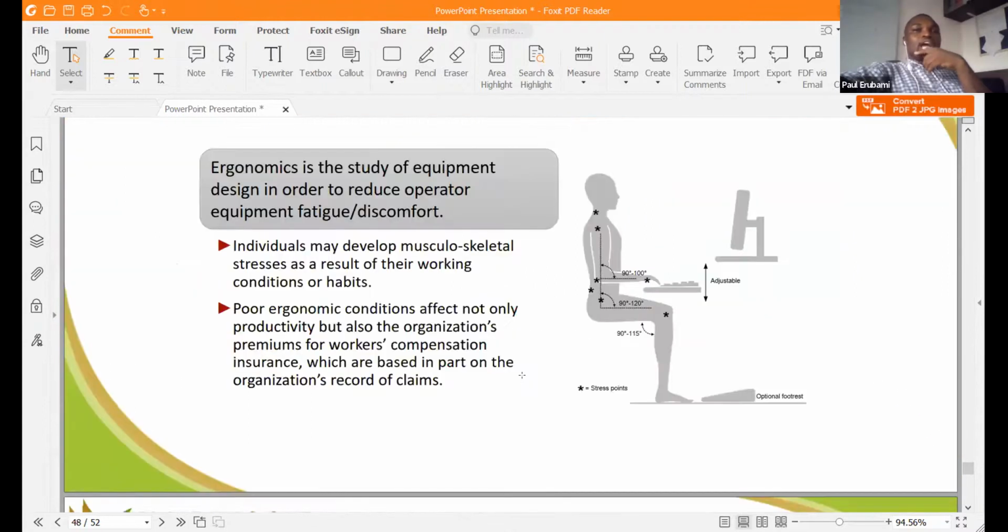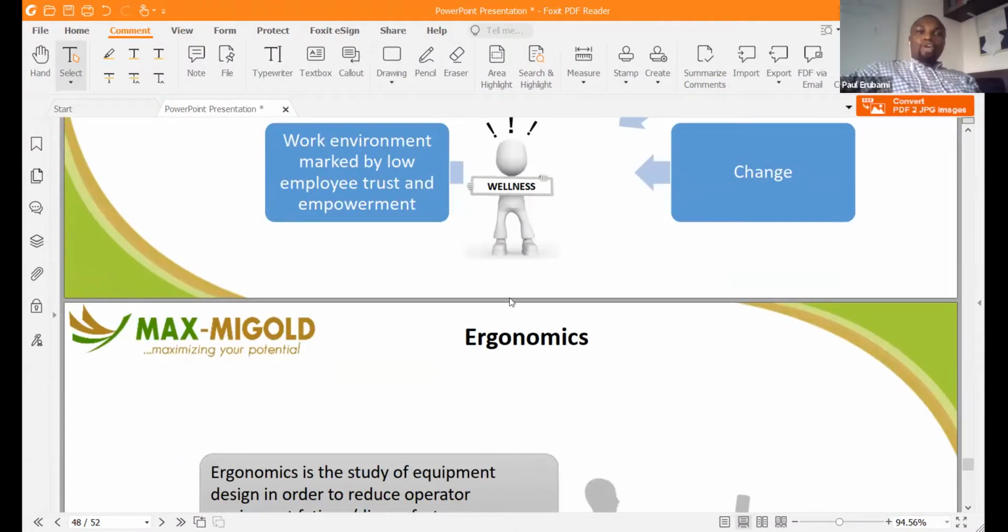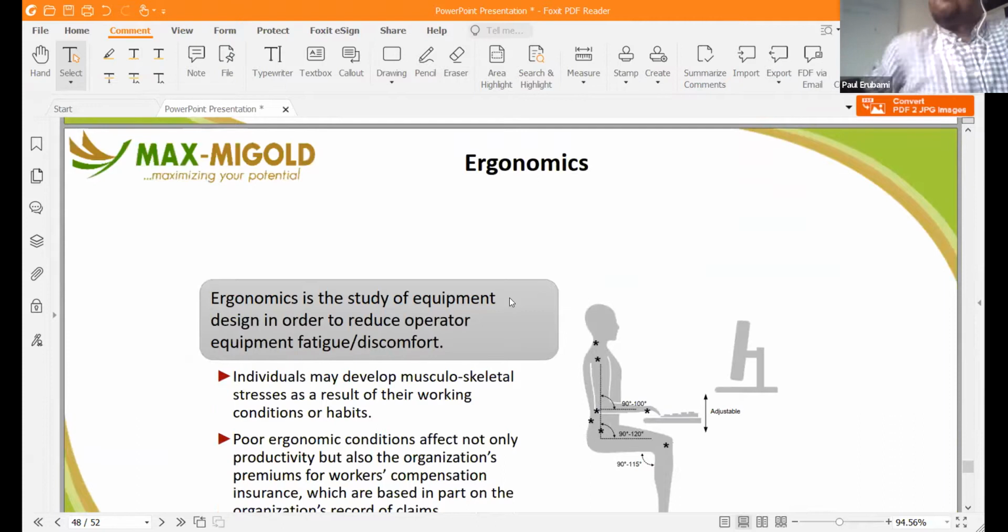So moving forward, for those who have done industrial engineering or something related, they have probably come across what we call ergonomics. Ergonomics is the study of equipment design in order to reduce operator fatigue or discomfort. For example, most of us use systems, we have work desks and the like. So ergonomics is about how comfortable we feel when working at our workstation.